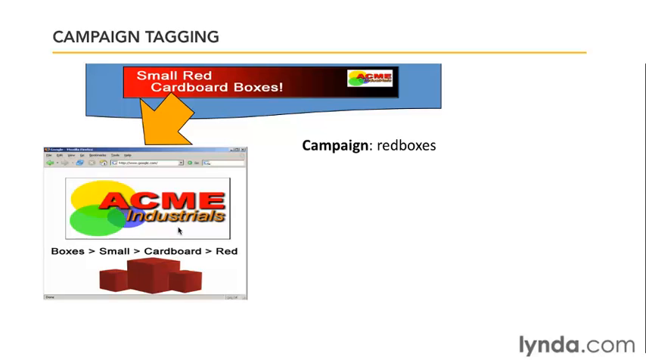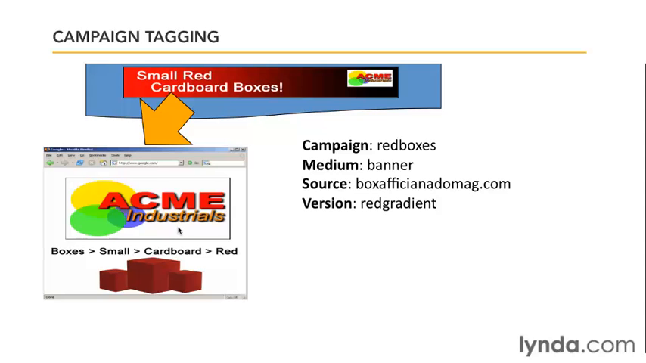Campaign name. Well, this is my Red Boxes campaign, so we're simply going to call this redboxes as the campaign name, all one word, all lowercase. The medium is going to be a banner ad, so we'll just call this a banner. The source is going to be where this actual banner ad is displayed, in this case, boxaficionadomag.com. And if you have different versions of this ad that are displaying, you can put that here. In our case, this is the one with the red gradient, so we'll just call that redgradient, all one word, all lowercase. We want everything the person does in this visit to be tagged under each of these buckets.